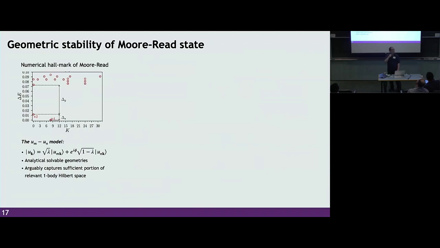As I only have a few minutes, let me quickly mention the implications of generalized Landau levels. We'll focus on the non-Abelian state. The numerical hallmark of the non-Abelian state is the sixfold ground state degeneracy for even particle numbers. Here I mark the two energy scales: Delta_G is the gap, and Delta_S is the ground state splitting. We will use the so-called U_N-U_M model, which consists of mixing two generalized Landau levels, to perform numerical calculations to study the stability of the Moore-Read state under non-uniform quantum geometries.